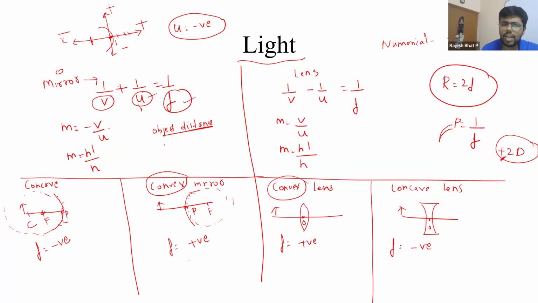Sir, what is this? I will tell you later. Now what is V? F is the focal length, as you were told. What is V? V is the image distance. Where will the image fall?